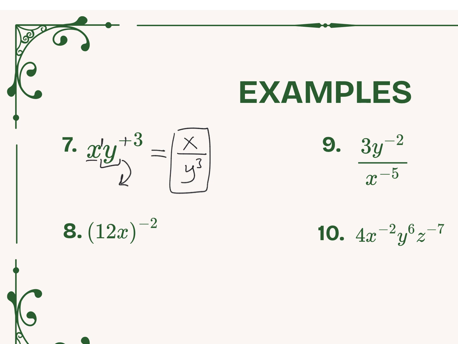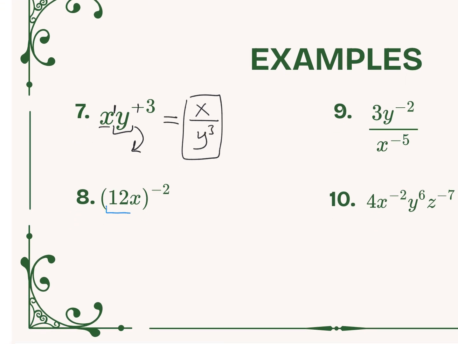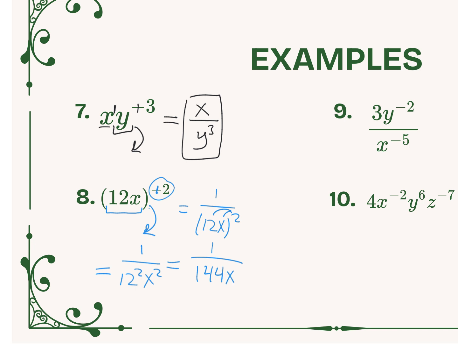All right, so the next one, this time, everything, right, again, parentheses means everything is being raised to the negative 2. So I'm going to move this whole thing to the bottom and then make this positive. So it's going to become 1 over 12x to the second power. And then again, just like in the previous lesson, if I have multiple factors, I can distribute the exponent to each factor. All right, and this is going to become 1 over 12 squared times x squared, and then 12 squared, 12 times 12 is just 144. So I get 144x squared.